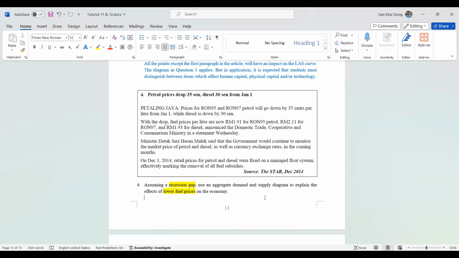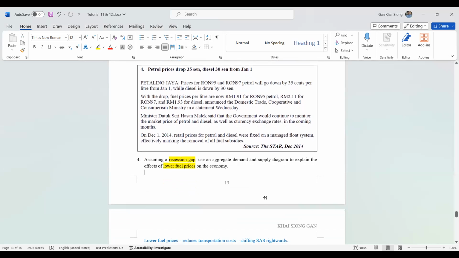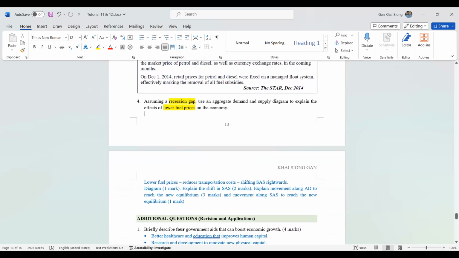So it's not a supply side policy. You will not shift both graphs, you only shift one graph, which is the SAS curve. So the answer will be about lower fuel prices, reducing transportation costs, and shifting the SAS curve rightwards. Shifting to the right, because here we have lower fuel prices. Lower fuel prices mean lower cost of transportation, so that the producers will be able to produce more or transport more. So therefore, the SAS curve will shift rightwards.